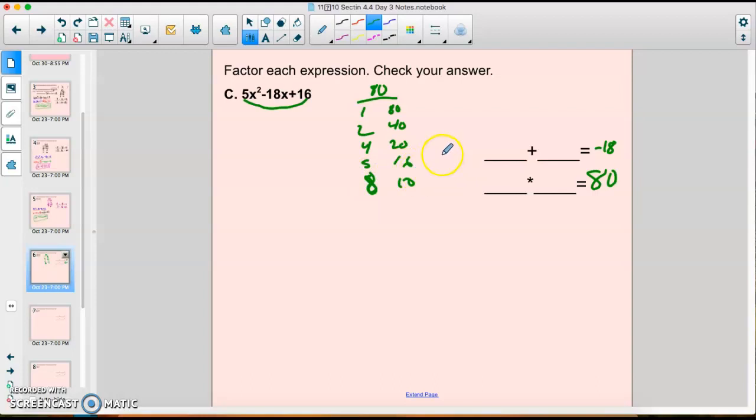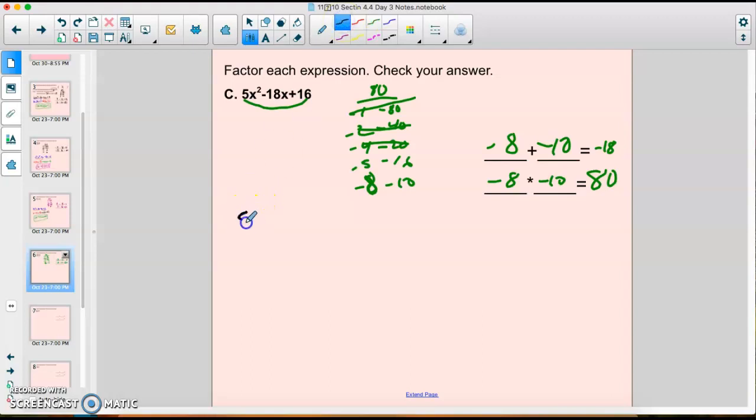All right, now it's interesting that the number when we multiply it is positive, but when we add the numbers together, we're getting a negative number. And what that means is that both terms are going to be negative. Because if you do negative times a negative, that's a positive. But if you add these together, you're going to get a negative number. Okay, so which ones, when we add them together, get us negative 18? Well, this one obviously doesn't. This one doesn't. This one doesn't. Negative 5 plus negative 16 would be negative 21. Negative 8 and negative 10 are our winners. Negative 8 times negative 10 is positive 80.